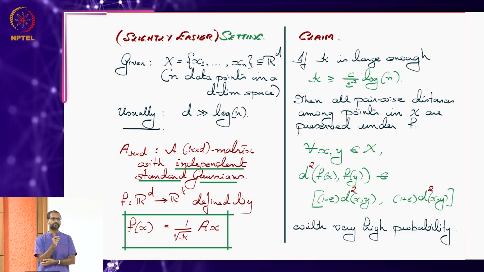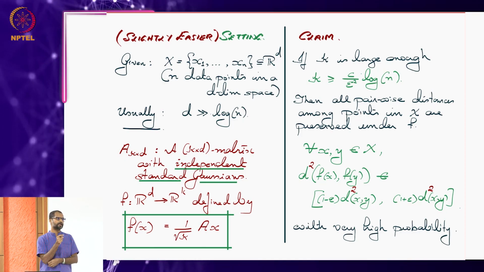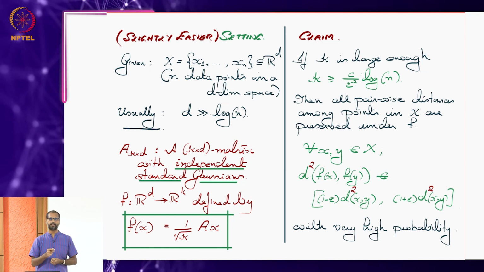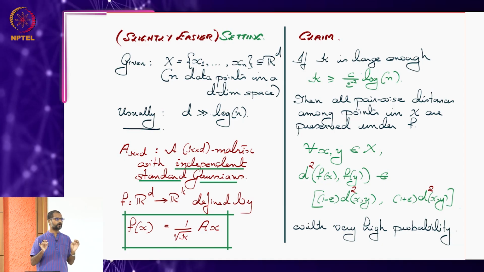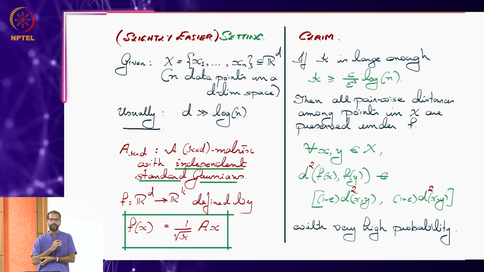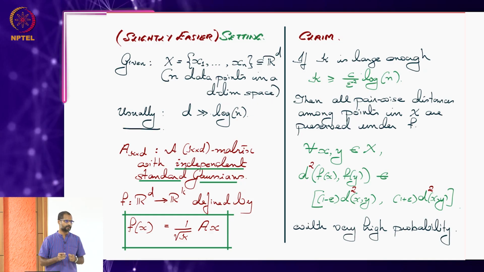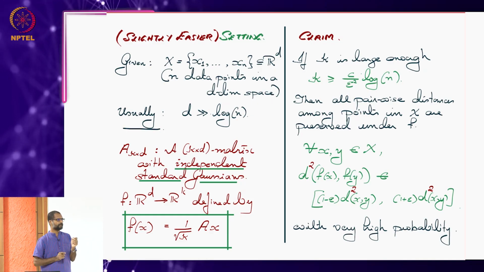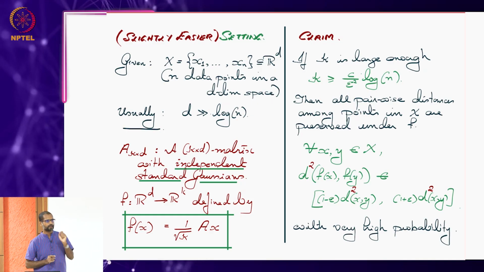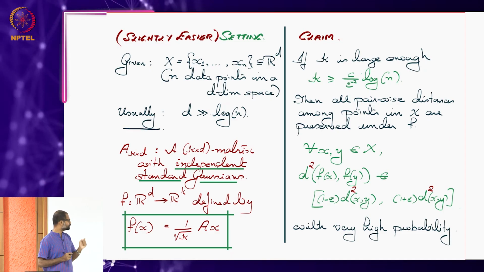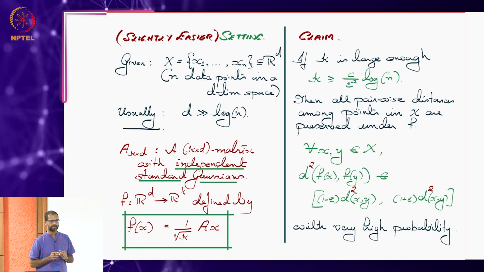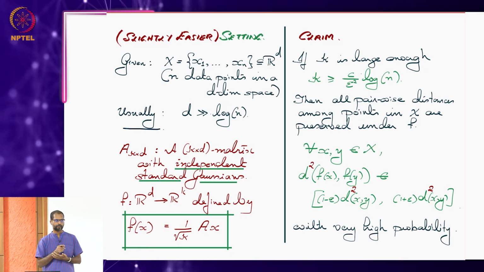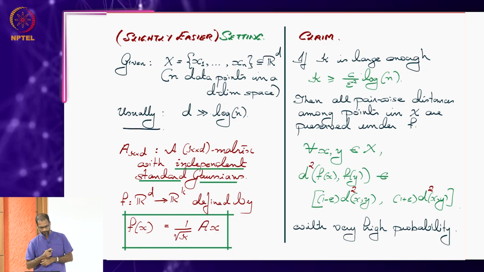Each entry in this matrix is a random variable. It is an independent Gaussian with 0 mean and unit variance. I hope you are all familiar with the Gaussian random variable, the famous bell curve. Each entry in this matrix is going to be a Gaussian random variable whose mean is 0 and variance is 1. That is what I mean when I say standard Gaussian. I will recap some of the useful properties of standard Gaussian in a couple of slides later.